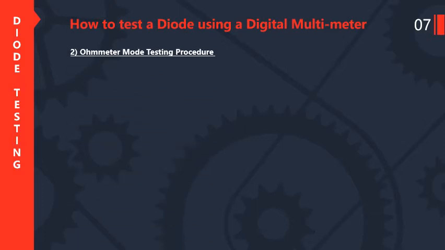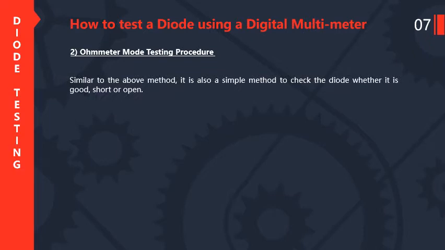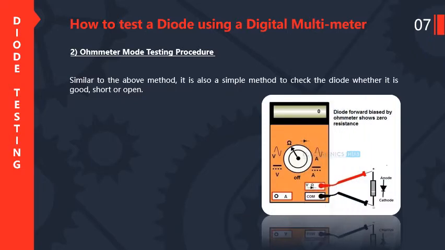The next one is the ohmmeter mode testing procedure. Similar to the above method, it is also a simple method to check whether the diode is good, short or open. So this is the diagram: diode forward biased by ohmmeter shows zero resistance.